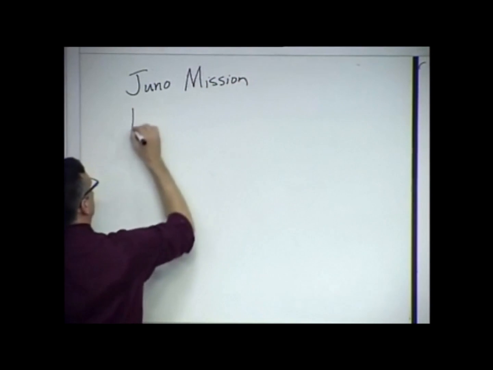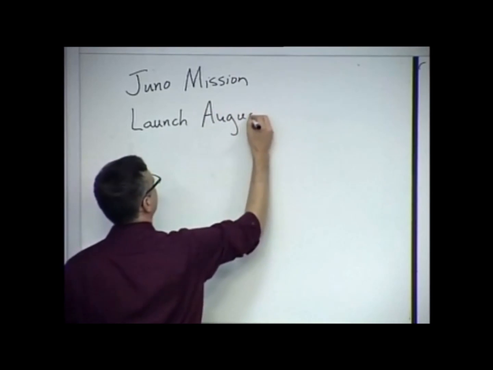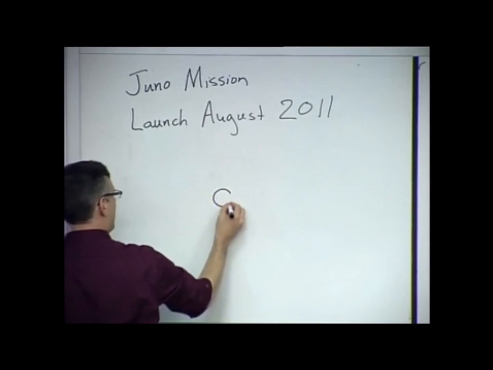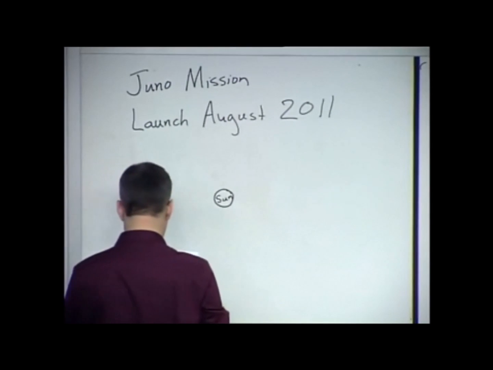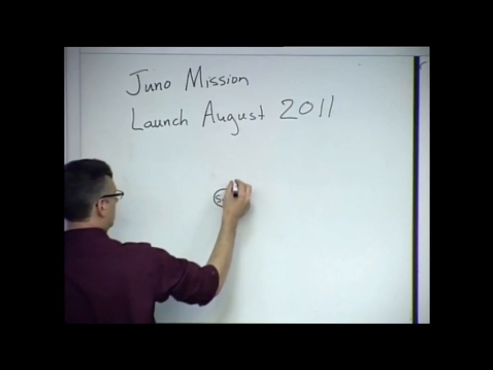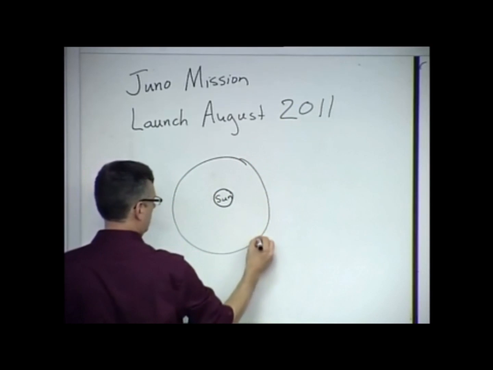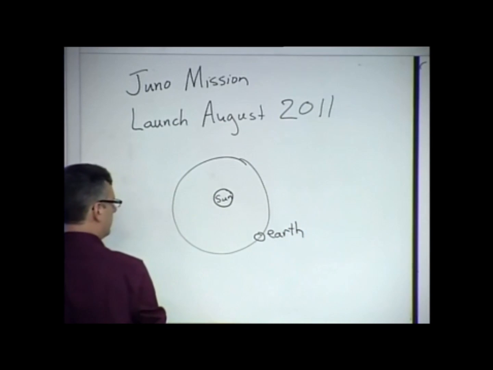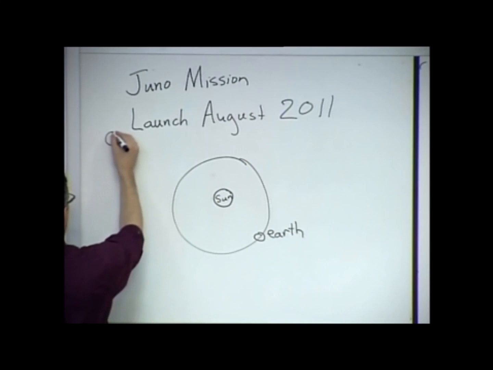The launch date was August 2011. And if I could draw a map of the solar system, here's the sun. Here's the Earth's orbit around the sun. And then at a higher orbit is Jupiter.